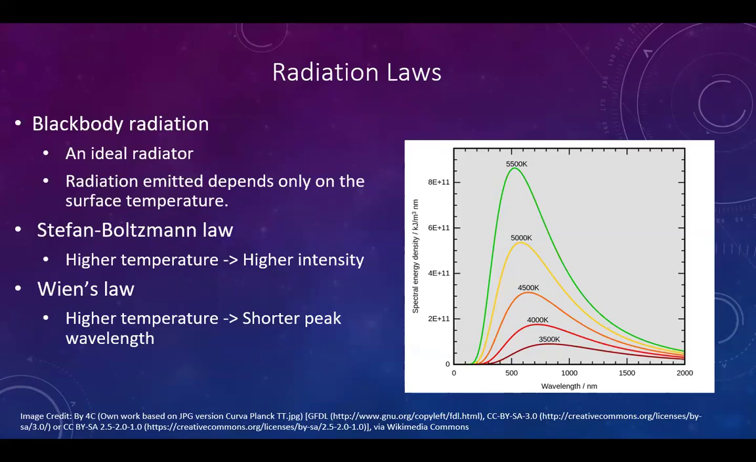And the radiation emitted will depend only on the surface temperature. So the two rules are the Stefan-Boltzmann law: higher temperature gives you higher intensity. You can see how as we go up in temperature, the peak gets higher and higher. And Wien's law: higher temperature moves the peak to a shorter and shorter wavelength. So you can also see here as the peak goes higher and higher, the wavelength gets shorter and shorter. It moves towards the left. And so, this is why white hot is hotter than red hot.